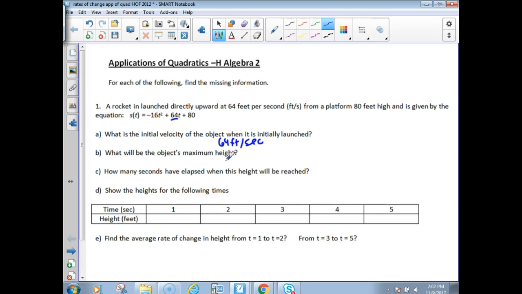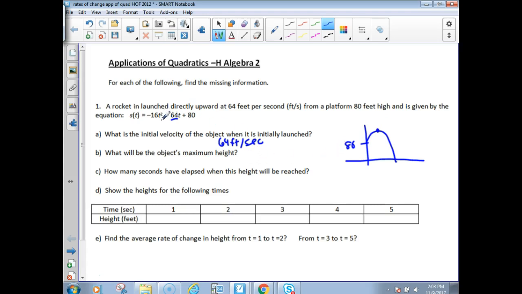What will be the object's maximum height? Well, that would mean that we want to find the max on that parabola. This would be 80. So I'm just giving you a little pictorial of what's going on. And the initial velocity of the object was 64. The maximum height is going to occur at the vertex.